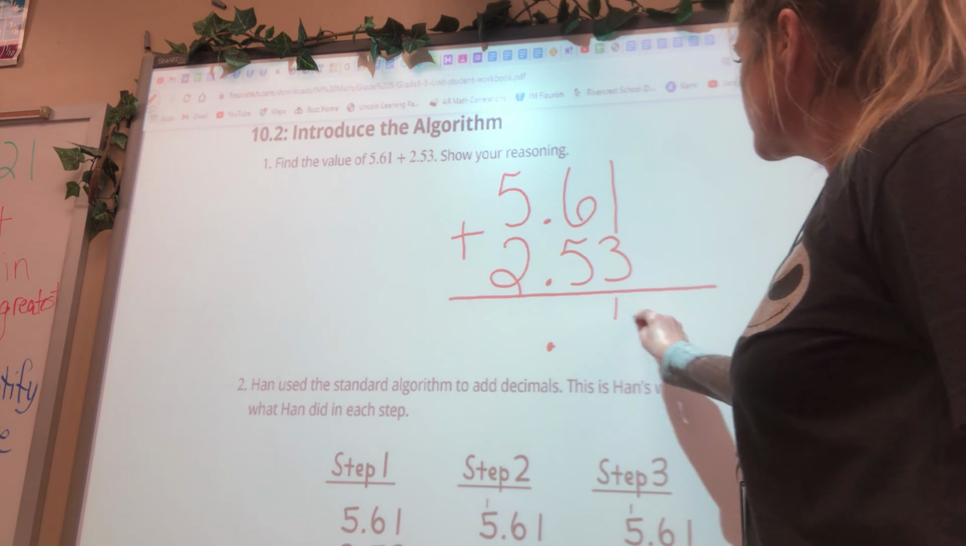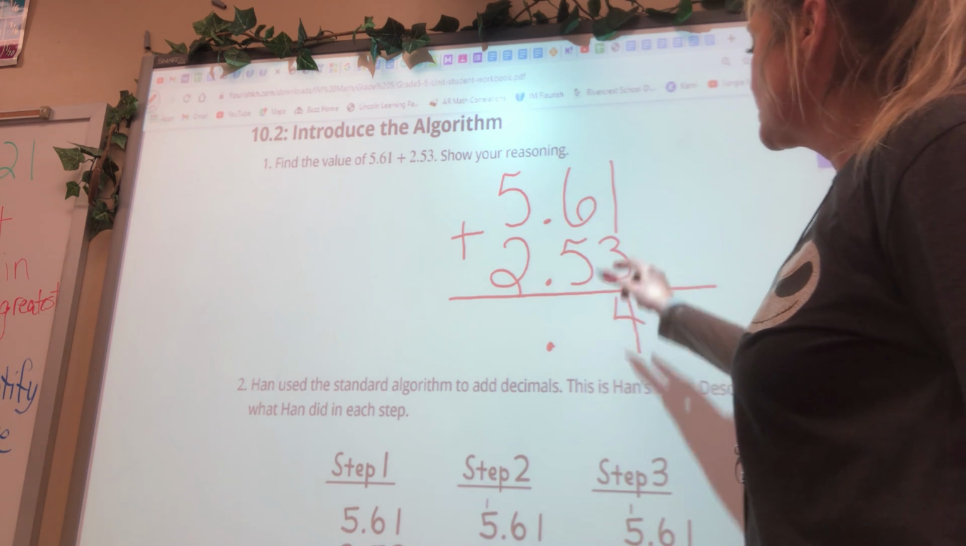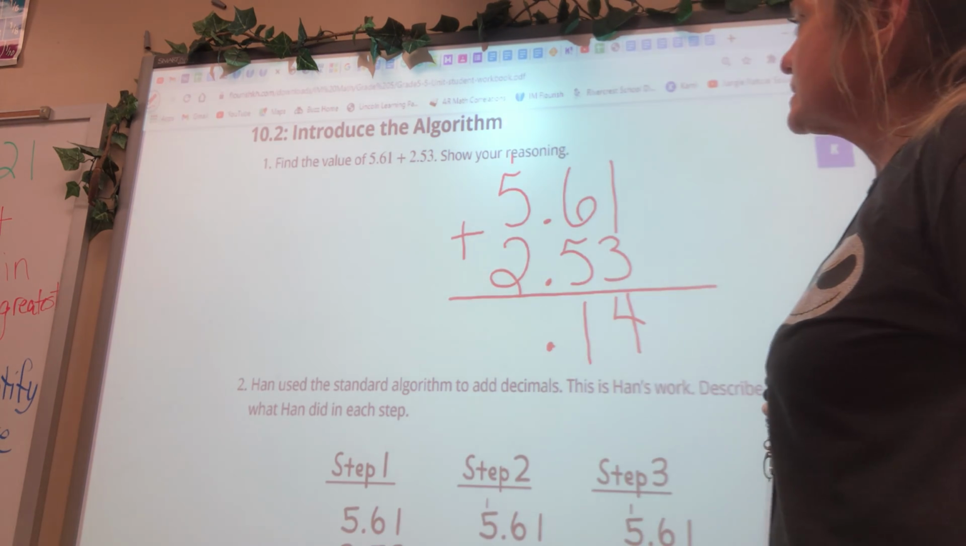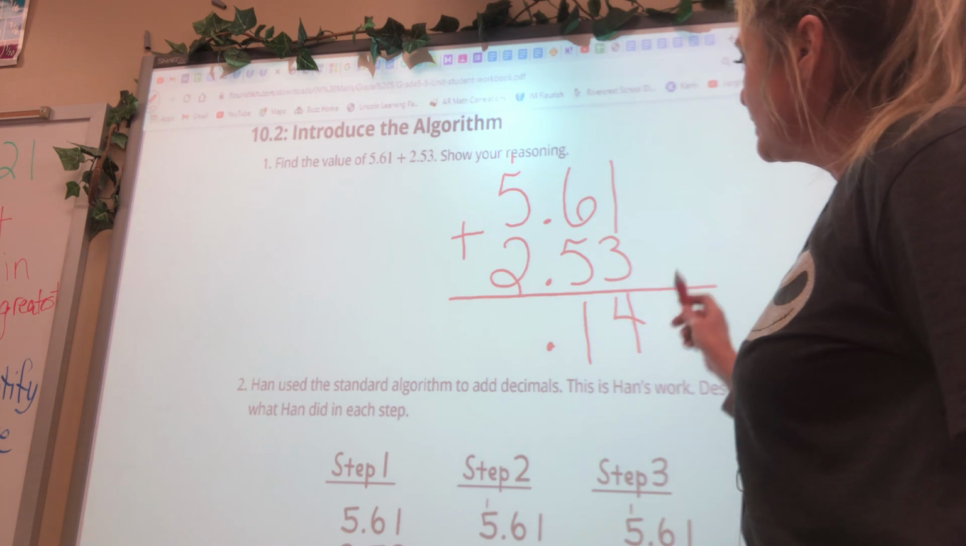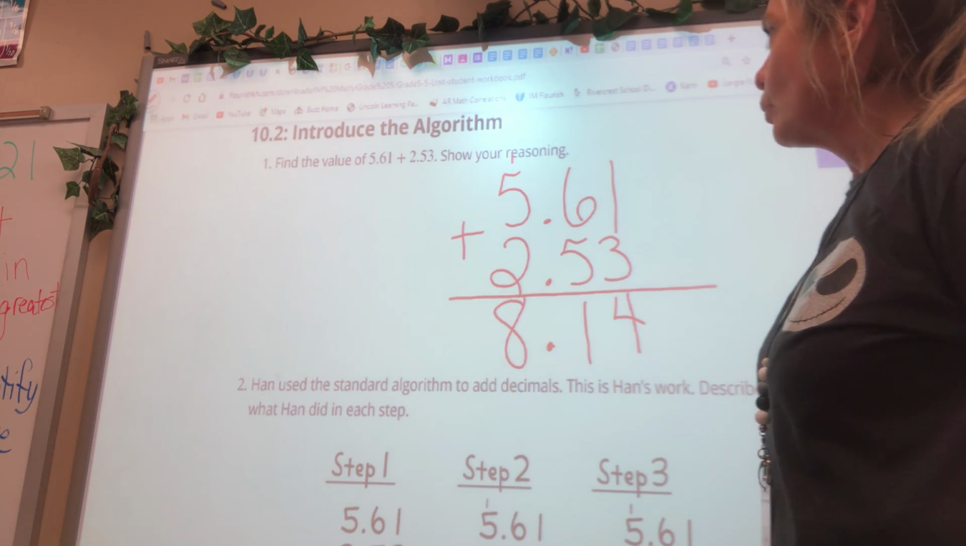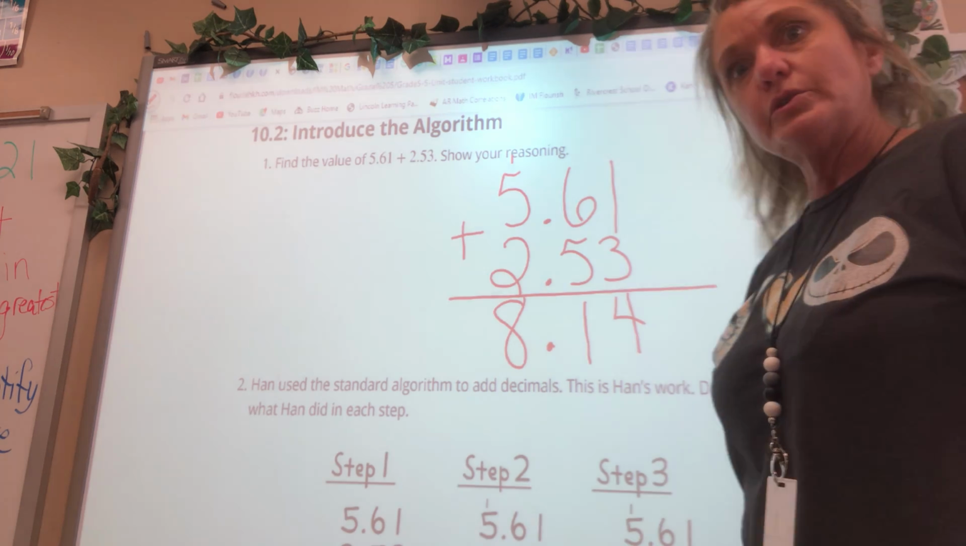1 plus 3 is 4. 6 plus 5 is 11. 5 plus 2 is 7, plus the 1 that we carried is 8. So we have 8.14. And we just used an algorithm.